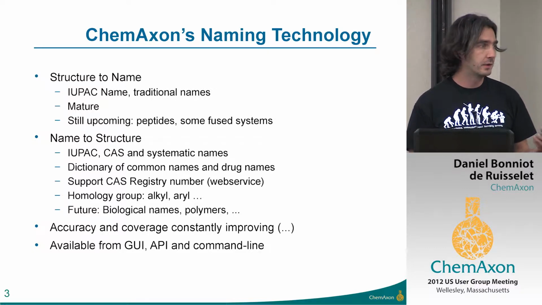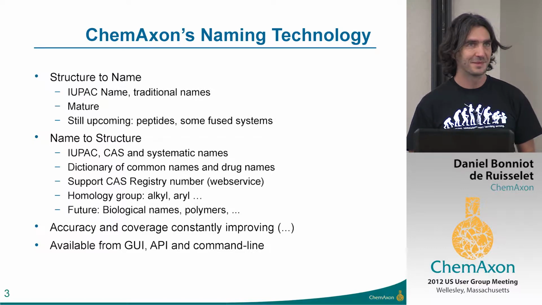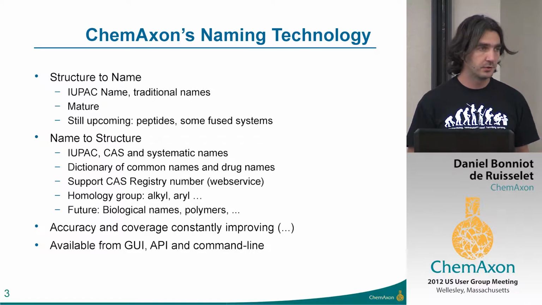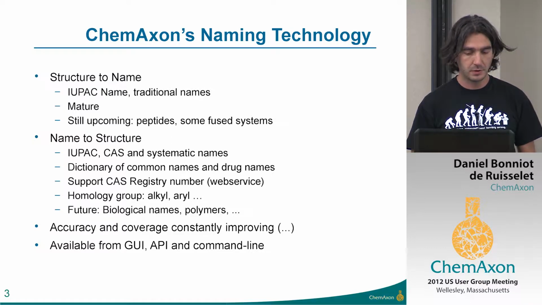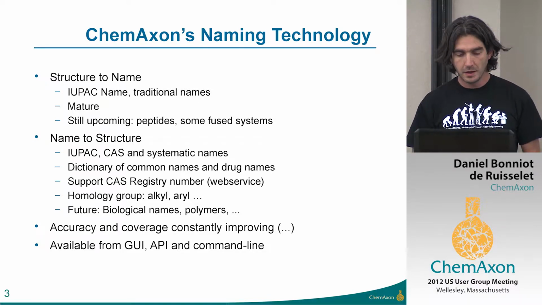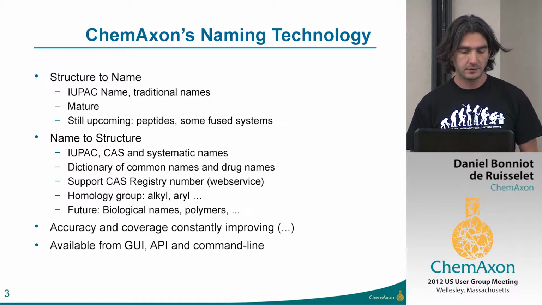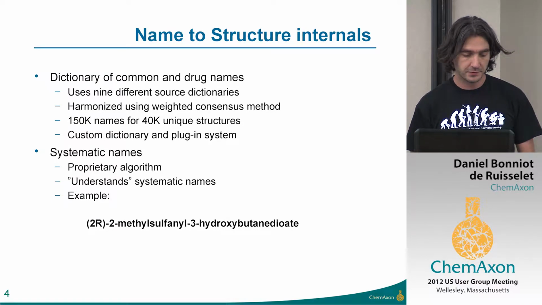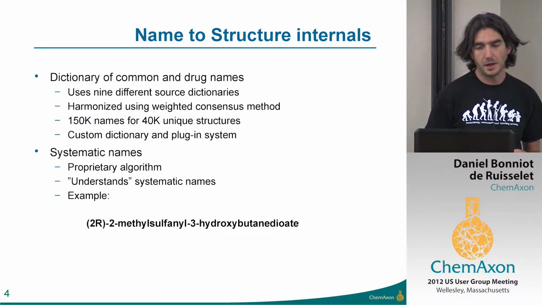homology group names, like alkyl, aryl, and we are going to expand to other things like biological names and polymers. So we are constantly developing this. It's a very big challenge and problem, and this is something that's being worked on. But in the next presentation, I'm going to show, jointly with David from Linguamatics, some numbers about the accuracy and the coverage, so I won't go into this right now. Just to mention that Name to Structure is available from the GUI, from the API and the command line. And I will explain just a little bit how it works under the hood.